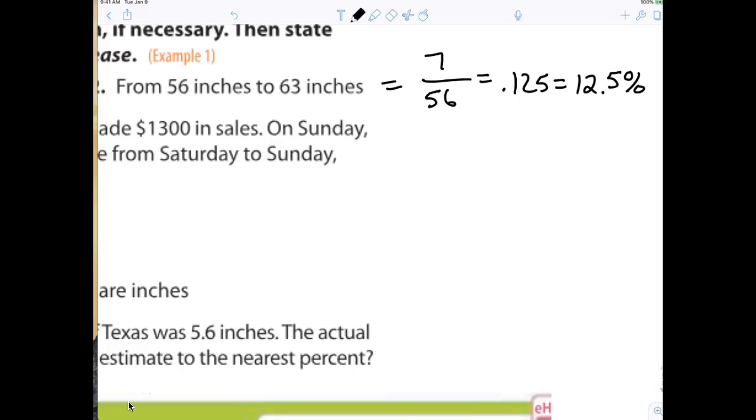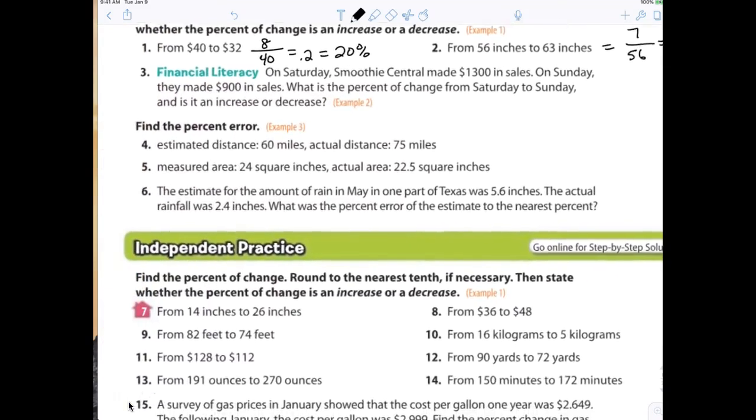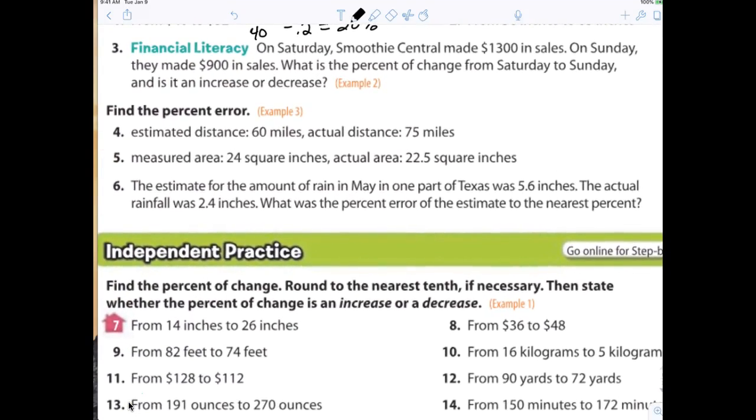All right, here we go. Let me hear someone who can read. Justice, thank you. Read. On Saturday, Smoothie Central made $1,300 in sales. On Sunday, they made $900 in sales. What is the percent of change from Saturday to Sunday?